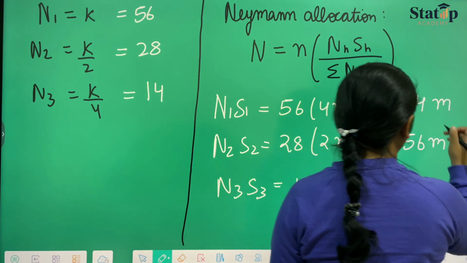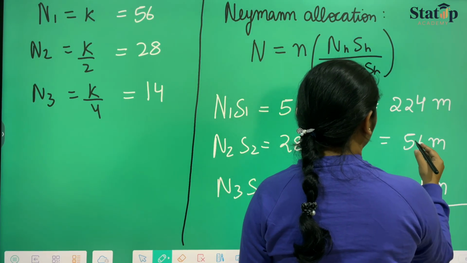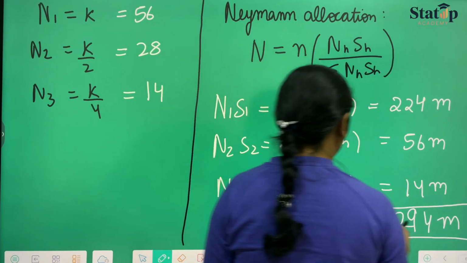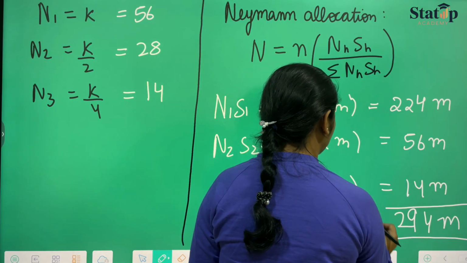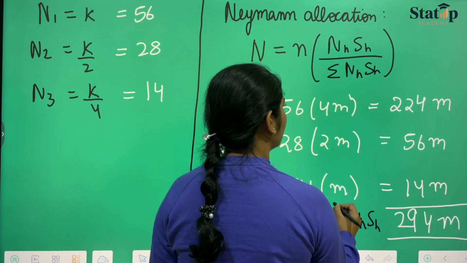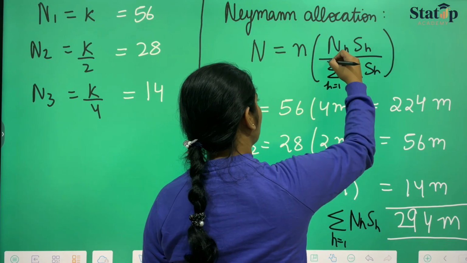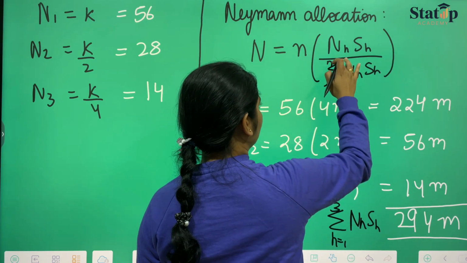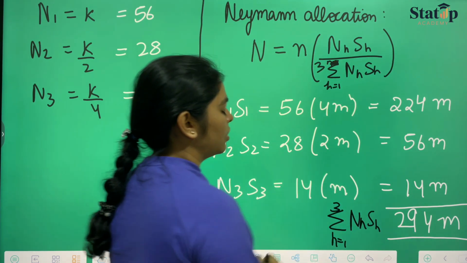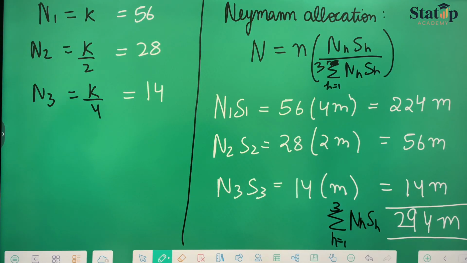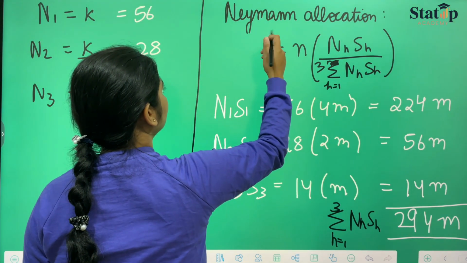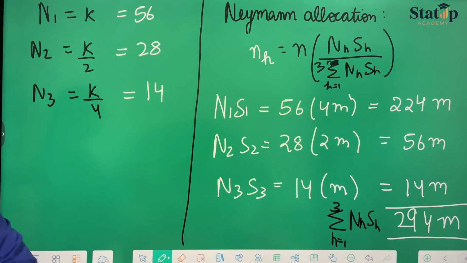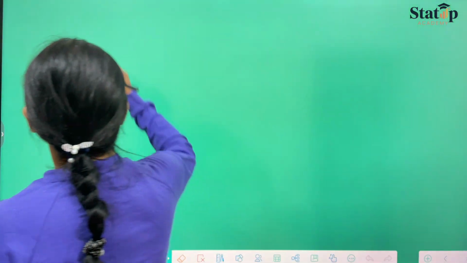And if we sum all of them, it will be 294M, which is nothing but equal to summation N_h S_h, where h goes from 1 to M, which is 1 to 3. Here also we can write 3. So this will be the formula for the summation. Right? So now we can derive the values of small n1, n2 and n3.